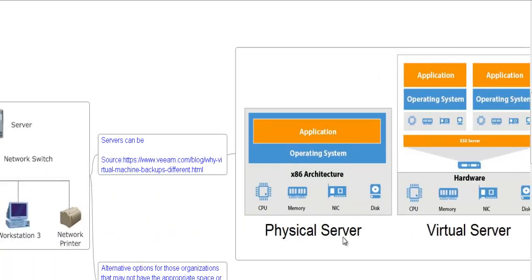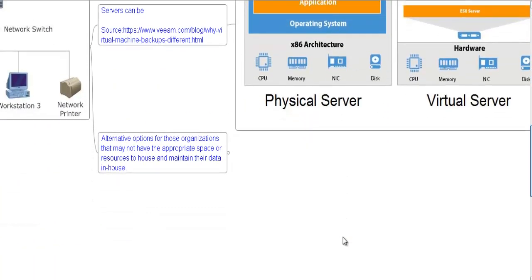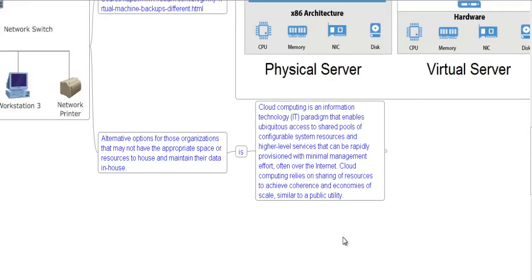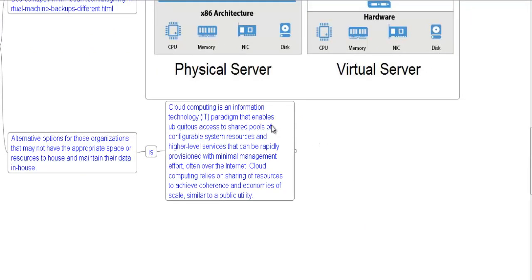Let's go back. An alternative option for those organizations that may not have appropriate space or resources to house and maintain their data in-house is cloud computing. It's an information technology IT paradigm that enables ubiquitous access to a shared pool of configurable system resources and higher-level services that can be rapidly provisioned with minimal management effort, often over the internet. Cloud computing relies on sharing of resources to achieve coherence and economies of scale, similar to a public utility.